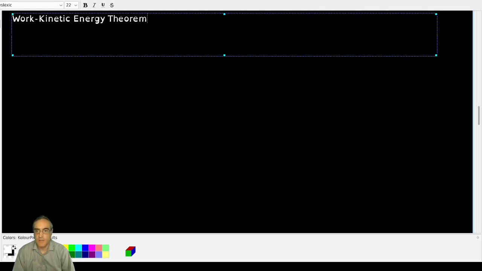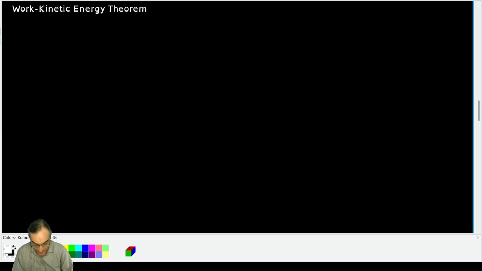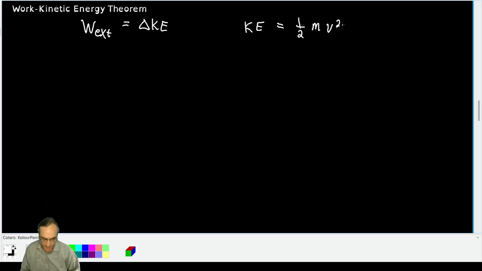All right, we're going to talk next about the work kinetic energy theorem. So this is actually made from using Newton's laws, and we'll get to that in just a moment. But what it's going to tell us is that the work done by external forces will be equal to the change in kinetic energy of the system, where the kinetic energy is defined as half the mass times the speed squared.